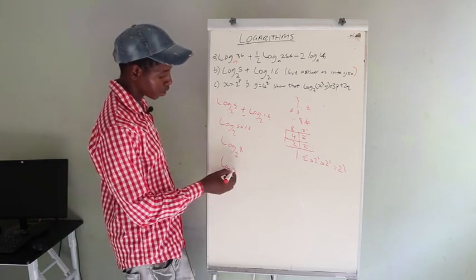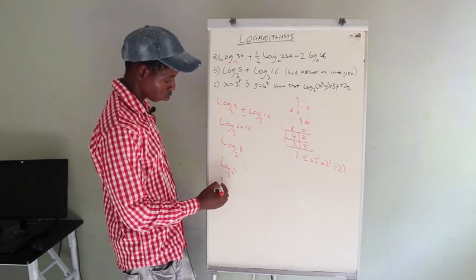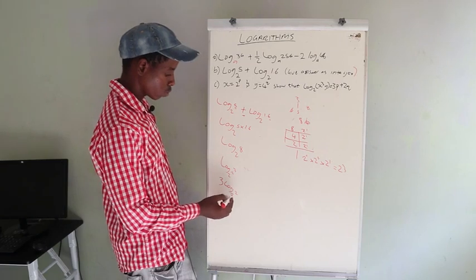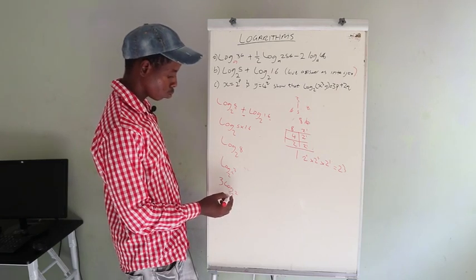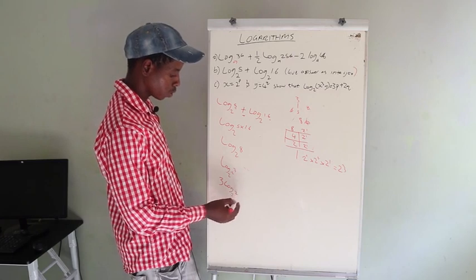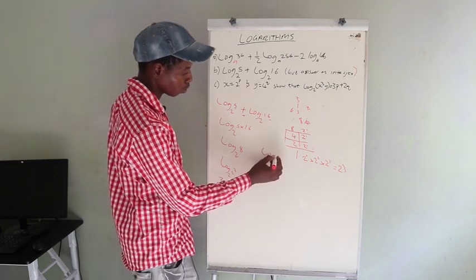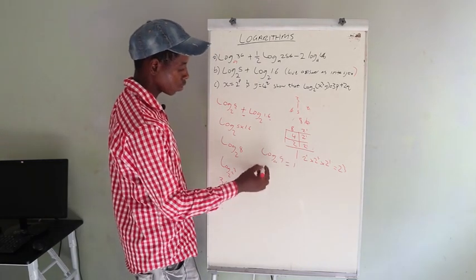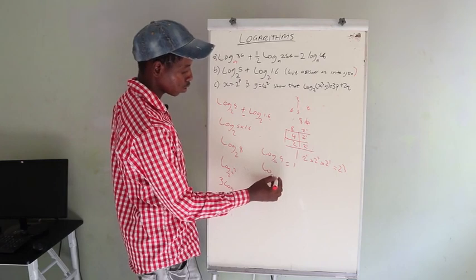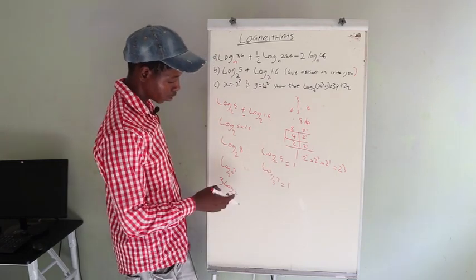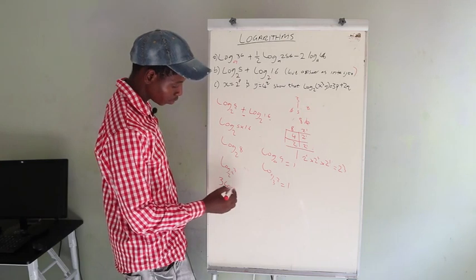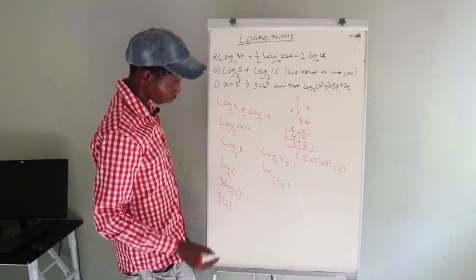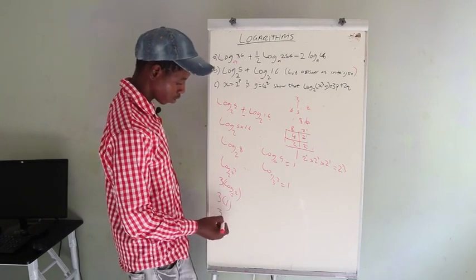Remember, we can take this 3 and place it here. So we have 3 log 2 base 2 of 2, which is the same as 1. Remember, log A base A equals 1. If it's log 3 base 3, it equals 1. The same concept applies here. That is 3 times 1, so the answer will be 3.